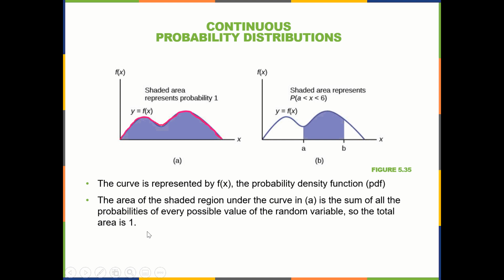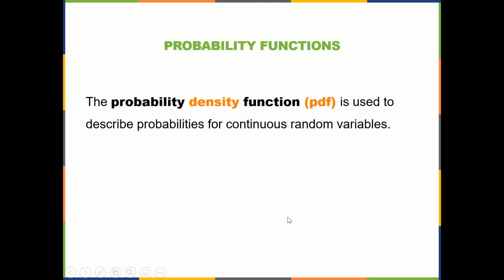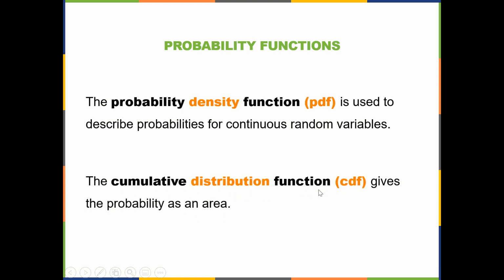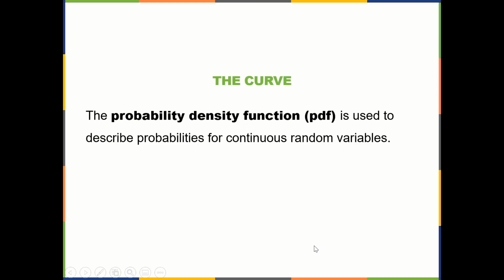And like I said, we're not going to calculate the probability of a single x value. We're going to calculate the area under the curve between any 2 points, or below a point, or above a point. So these are cumulative probabilities. So 2 things: the probability density function is what draws the curve. The cumulative distribution function is connected to the areas under the curve. So the curve, the PDF, is used to describe probabilities and how they are distributed over the entire range of possibilities.